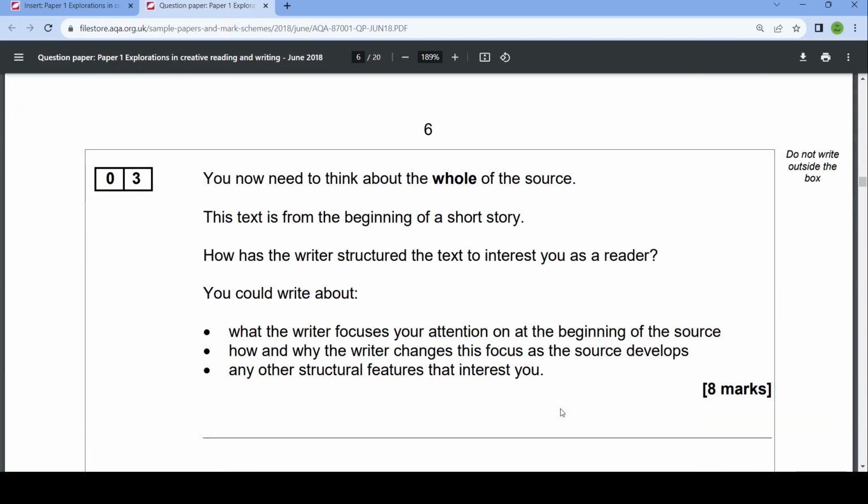Okay, then question 3 is the structure question. But remember, in terms of the order of the questions, you may want to skip this question to start with and come back to it. Because it's only 8 marks, and students, for some strange reason, really struggle with structure. So if you're not sure, just skip it and come back to it.